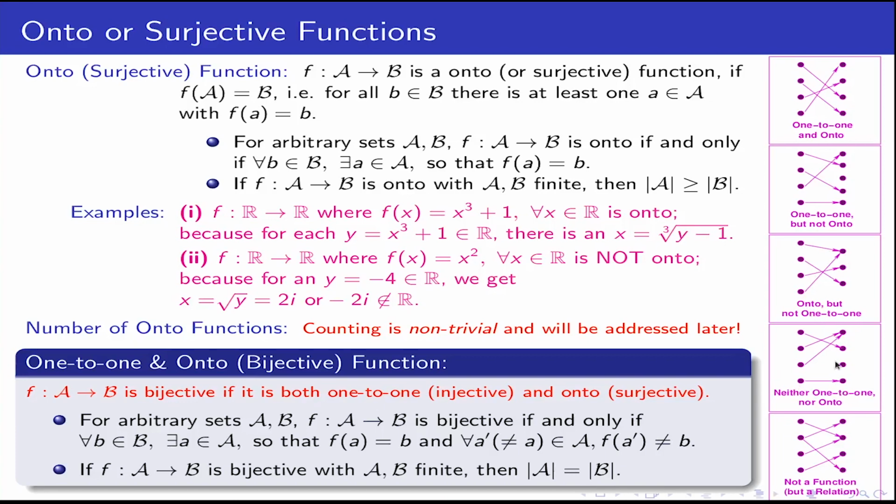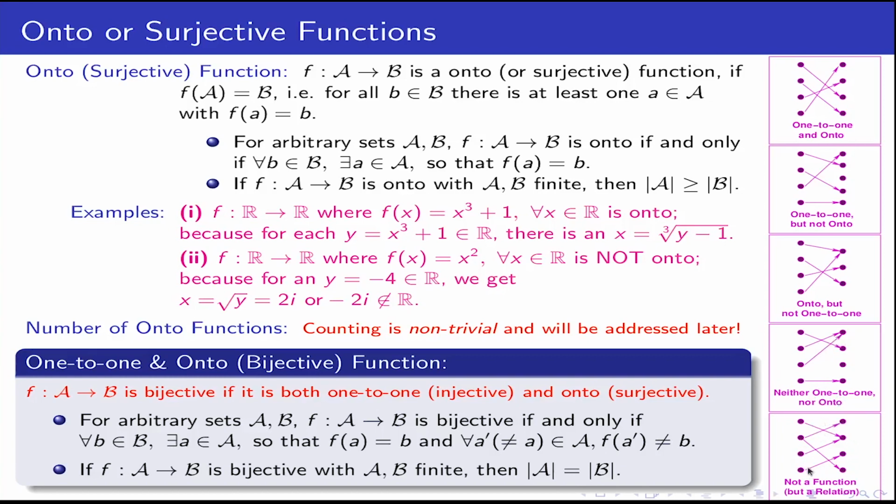Neither one-to-one nor onto. This is not onto because there exists an element in B that does not find any association from A. Not one-to-one because this element of B has two associations from different elements in A. So this is neither one-to-one nor onto.